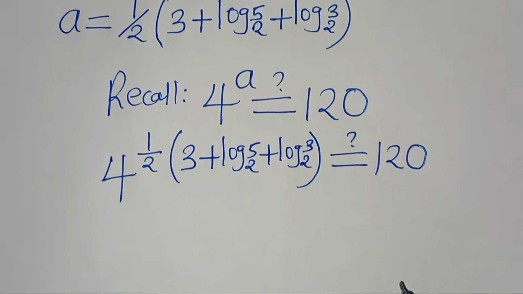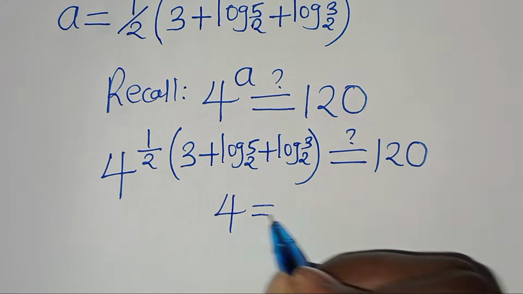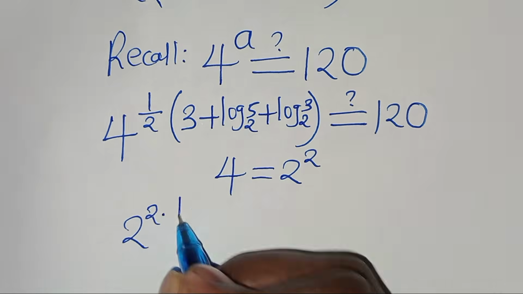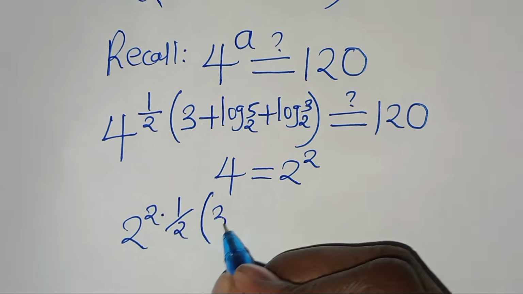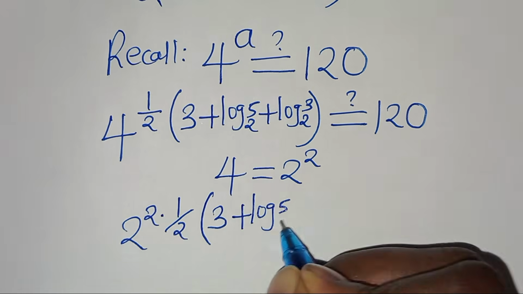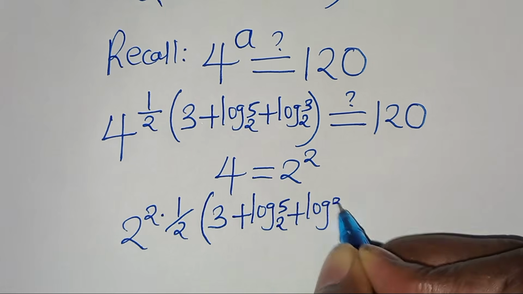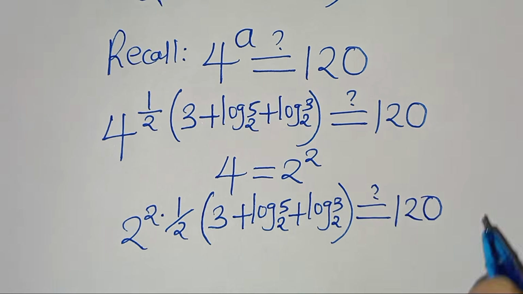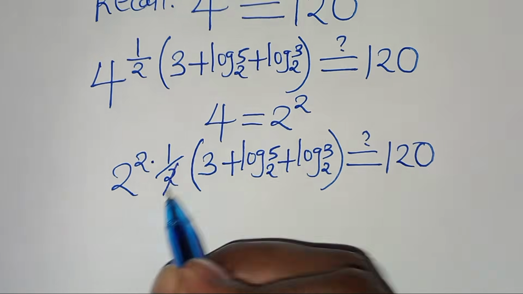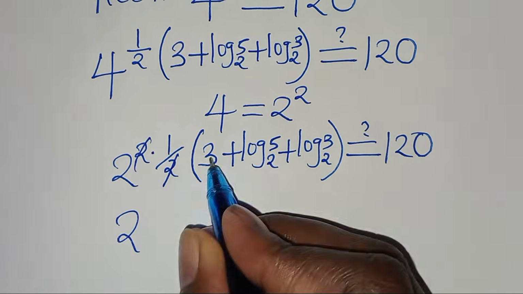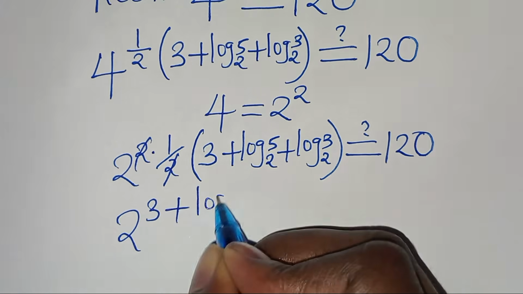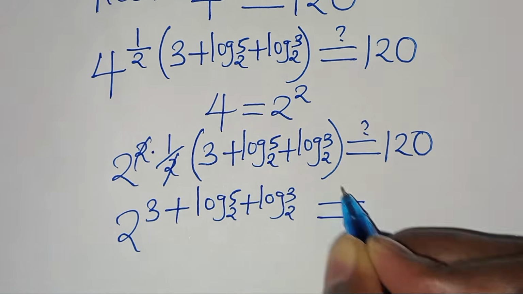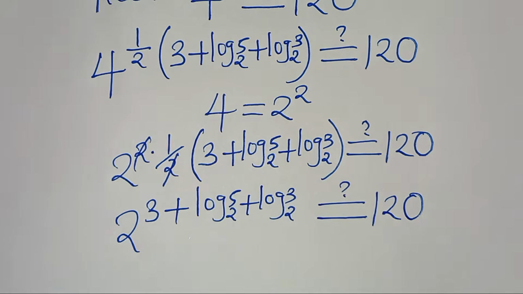So we can express 4 as 2 to the power of 2. So we have 2 to the power of 2 times half into the parentheses 3 plus log 5 to base 2 plus log 3 to base 2. This is supposed to give us a value of 120. So let's simplify 2 and 2 here so that we have 2 to the power of 3 plus log 5 to base 2, then plus log 3 to base 2. This should give us a value of 120.